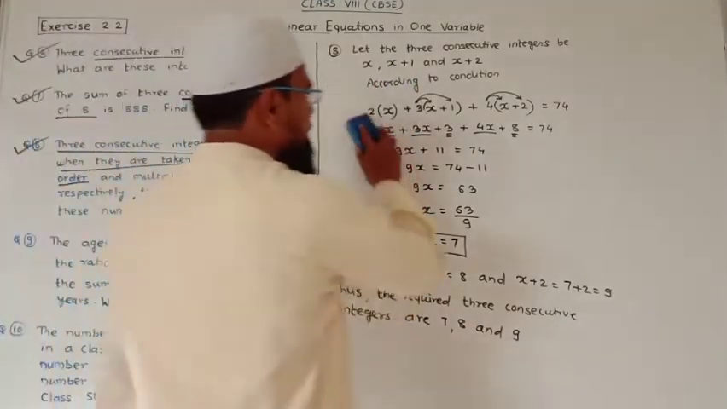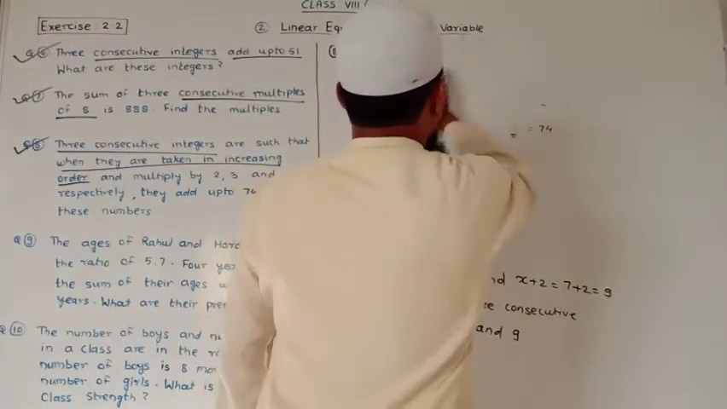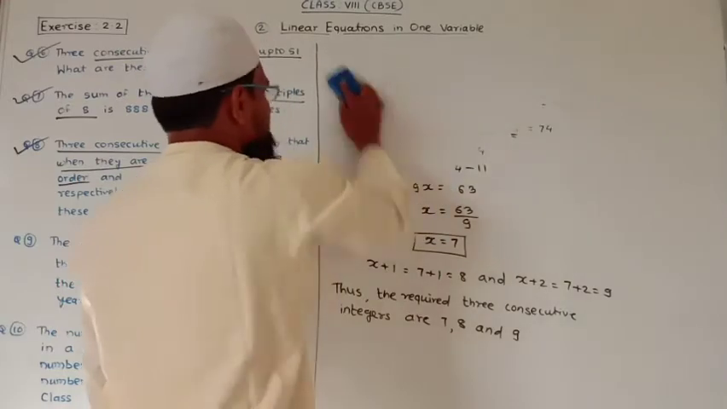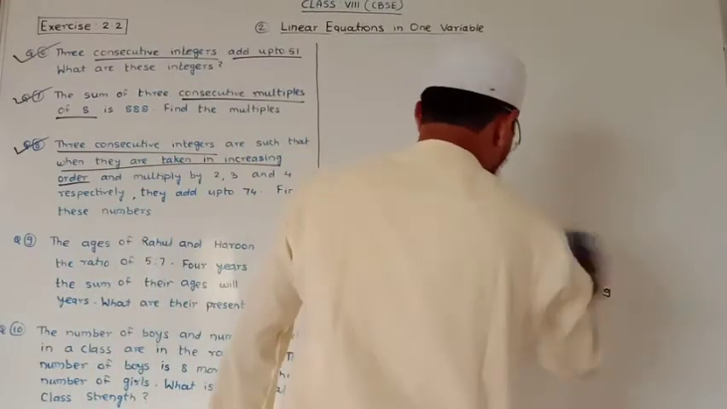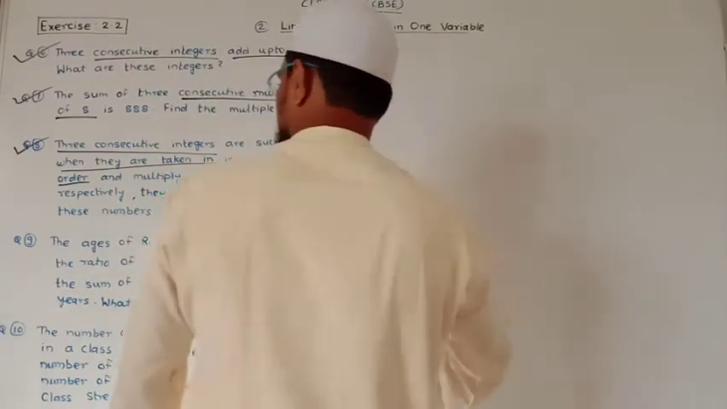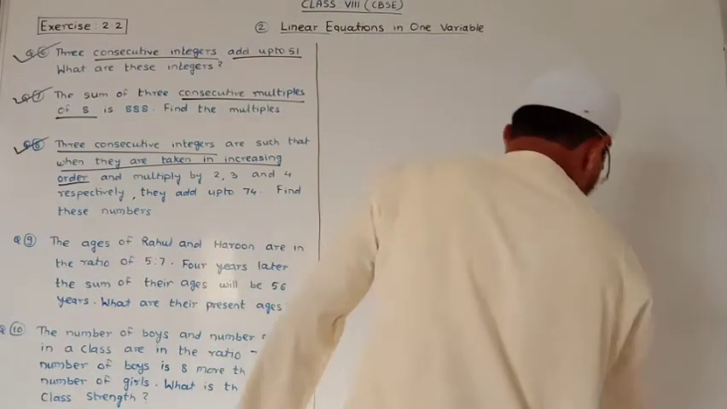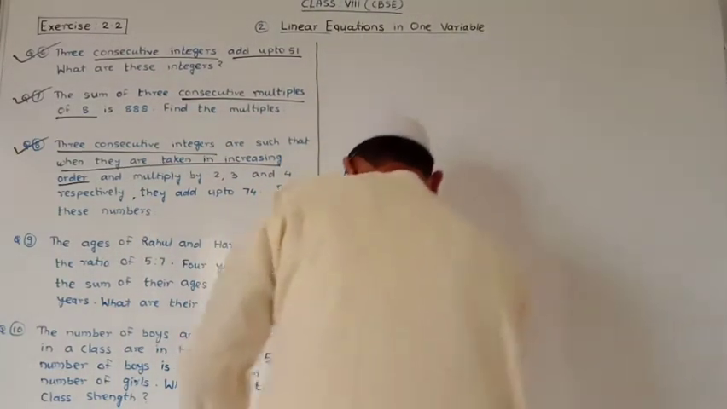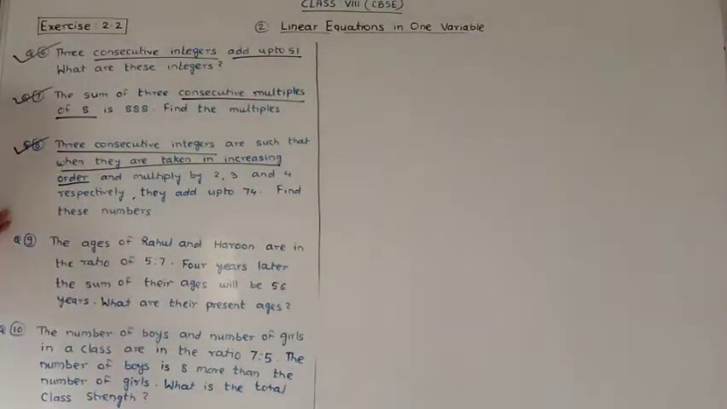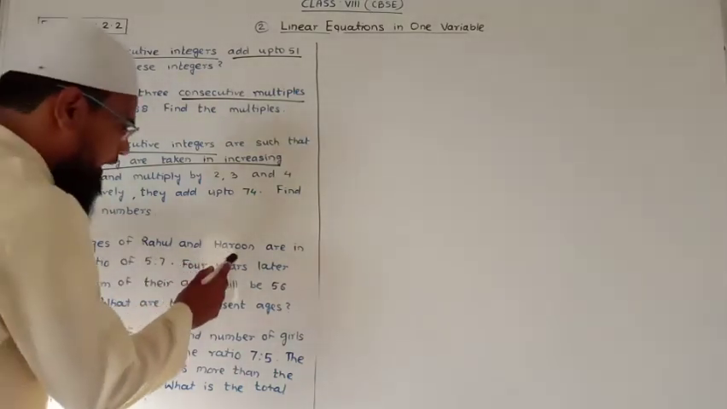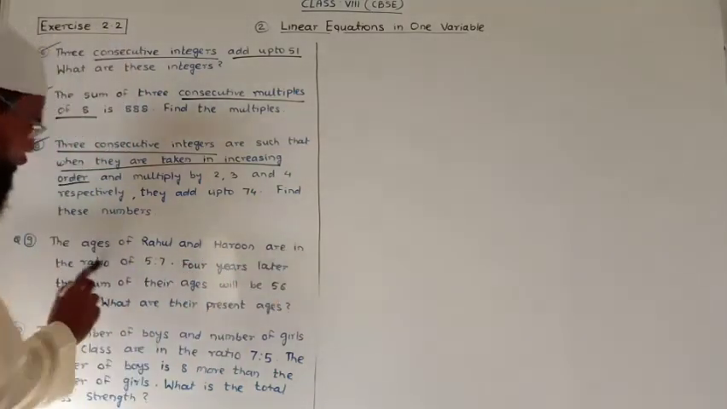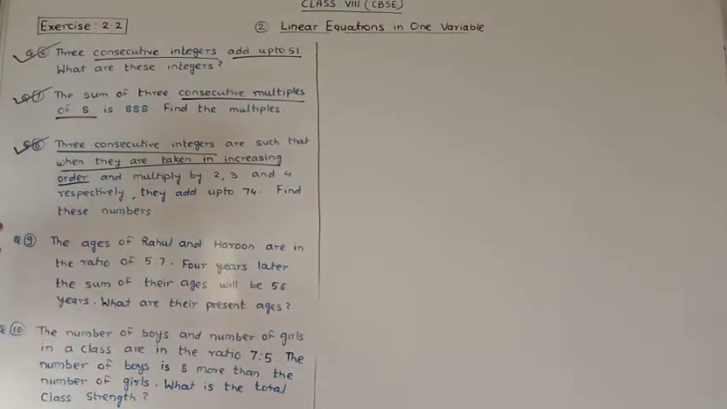So please note it in your notebook. After that, the question number 9. So please concentrate on question number 9. First of all, we read the question number 9. The ages of Rahul and Harun are in the ratio of 5:7.